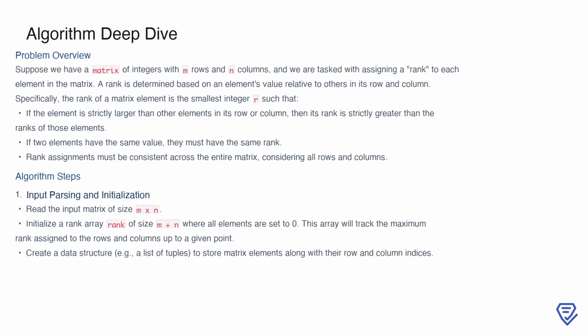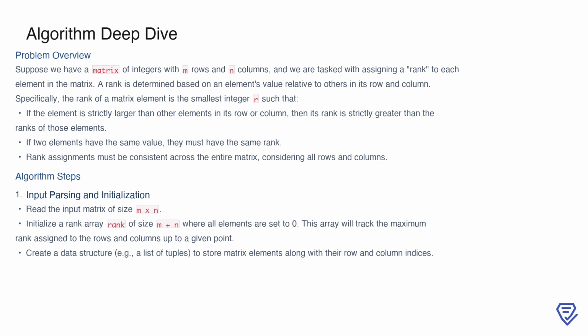In this problem, we begin with a matrix of integers and aim to assign a rank to each element based on its value relative to others in the same row and column. The rank of an element must satisfy specific rules. It should be greater than the ranks of smaller elements in the same row or column, and equal-valued elements must share the same rank. This needs to be done consistently across the entire matrix.